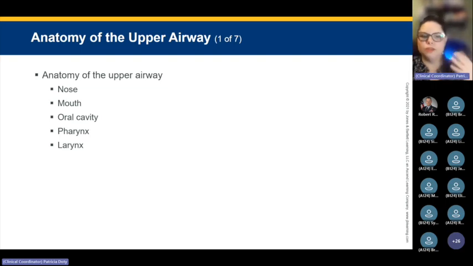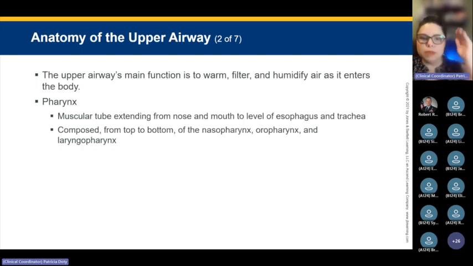And then the oral cavity, pharynx, and larynx. So the pharynx is going to be that muscular tube that is extending from the nose to the mouth. It's right about back here, to the level of the esophagus and trachea, and it's composed from top to bottom of the nasopharynx, oropharynx, and the laryngopharynx.